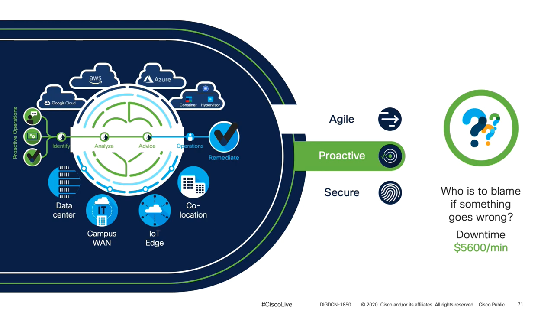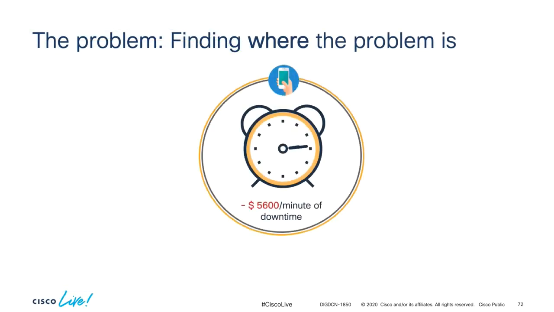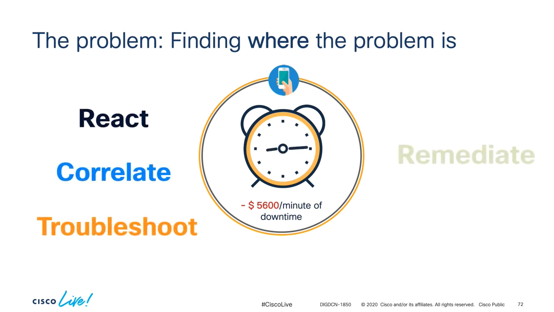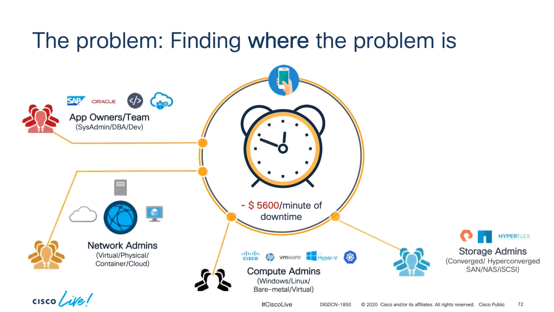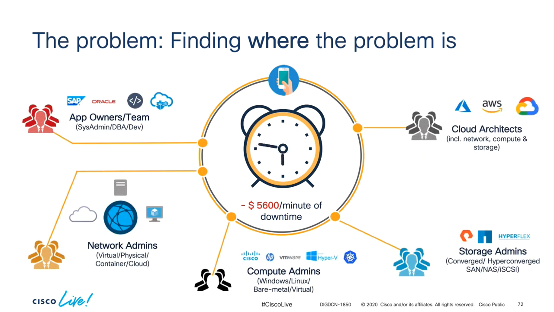Every minute of downtime costs $5,600 on average, according to Gartner. Operations have been traditionally reactive, and it usually takes a long time to detect that something is broken, and even more to figure out the root cause as well as its potential solution, since there are multiple places where things can go wrong and multiple personas involved as well.